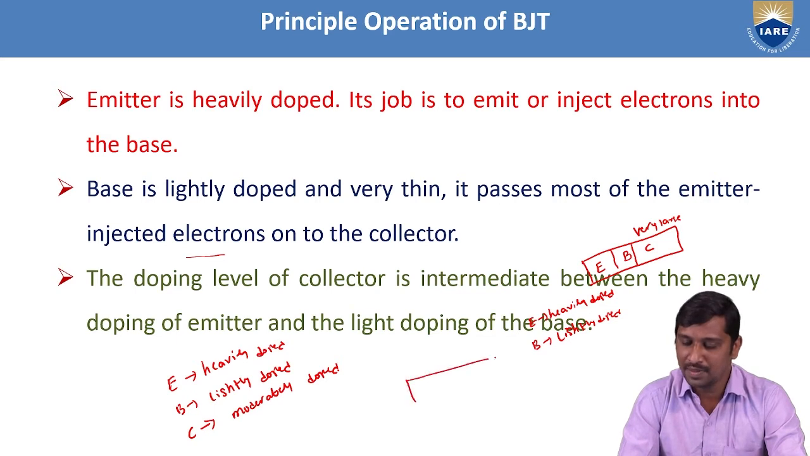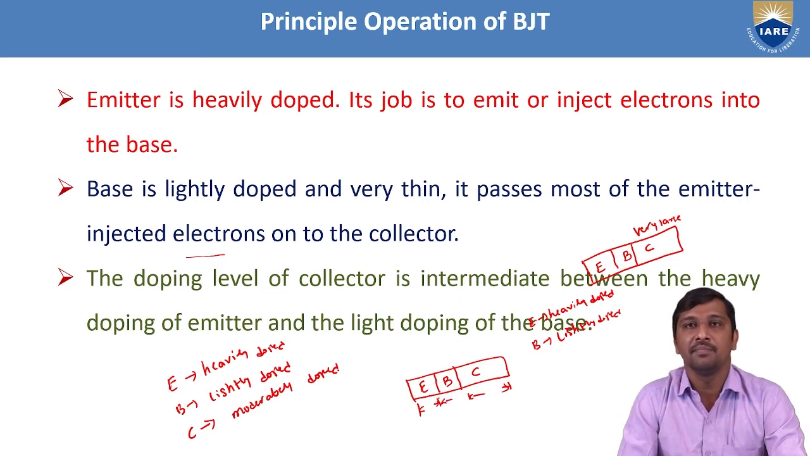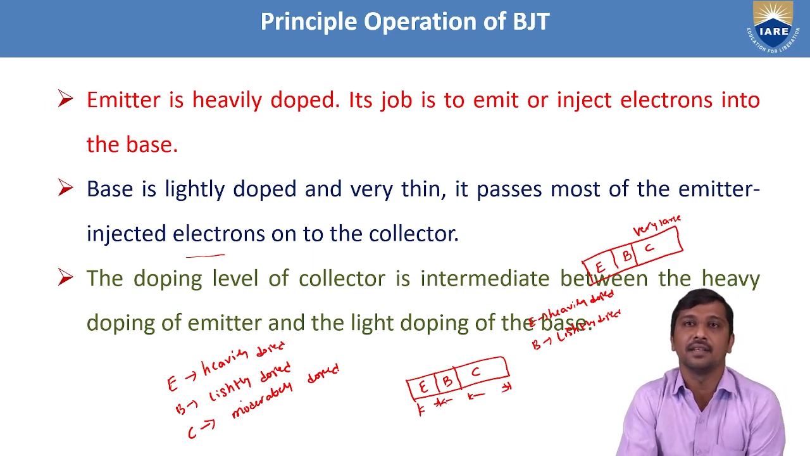So hence, I'm representing this symbolically. Let us take this as the emitter region, the base is very lightly doped, and this is the collector. You can observe this one. This is the region of the collector, this is the region of the emitter, and this is the region of the base. So the base is always a very thin region, the collector is a very large region, and the emitter is a moderate region. These are the regions or widths of your terminals, and these are the doping levels of the emitter as well as the base and the collector.